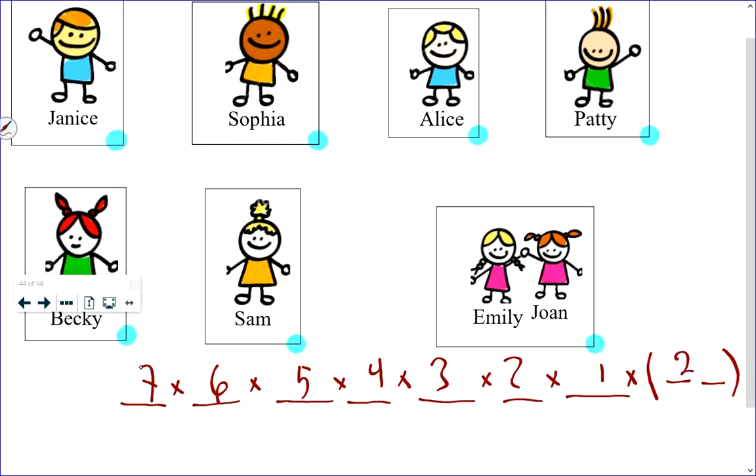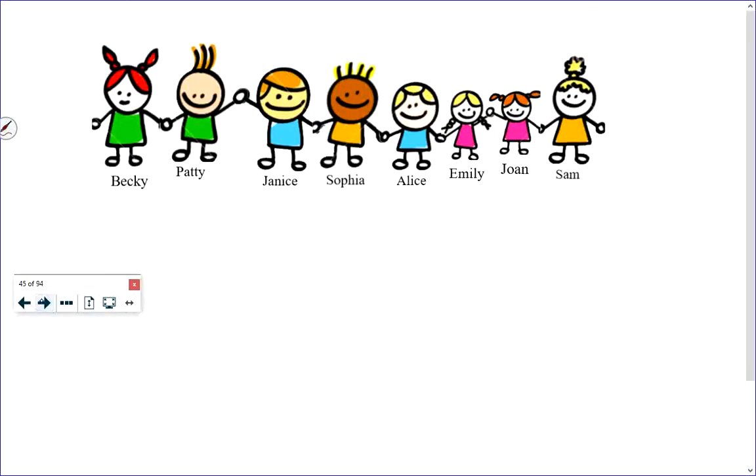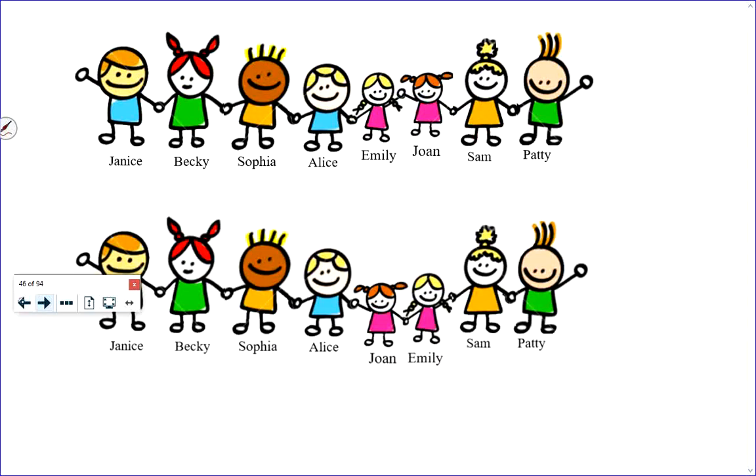I know you know that there are 2 ways for them to stand. Okay, so you could just multiply by 2. The bottom line here is, when you do that 7 factorial to get 5040, that's how many ways they can be arranged if Joan is on the left. But these are different. Yeah, these are different. Look where Joan and Emily are. They're in the same place in both of these, but they've swapped sides.